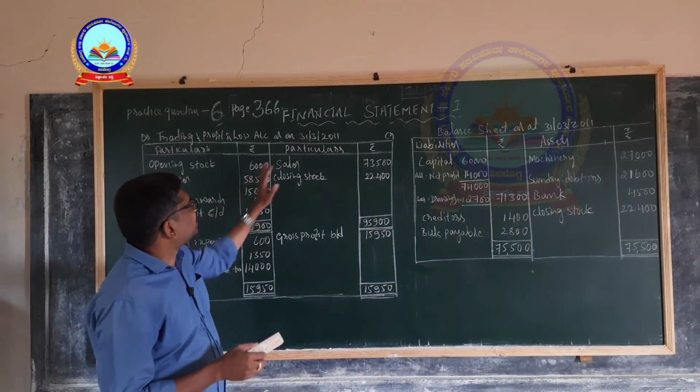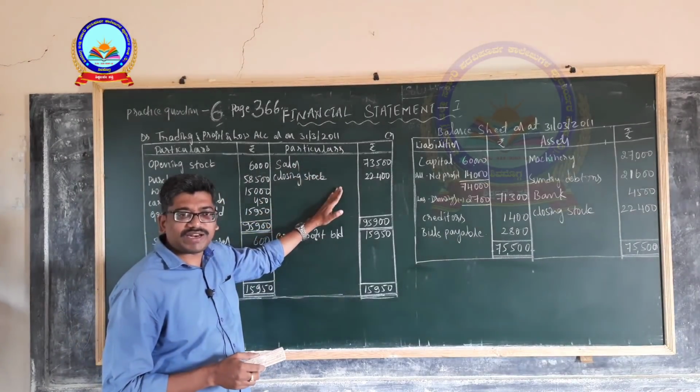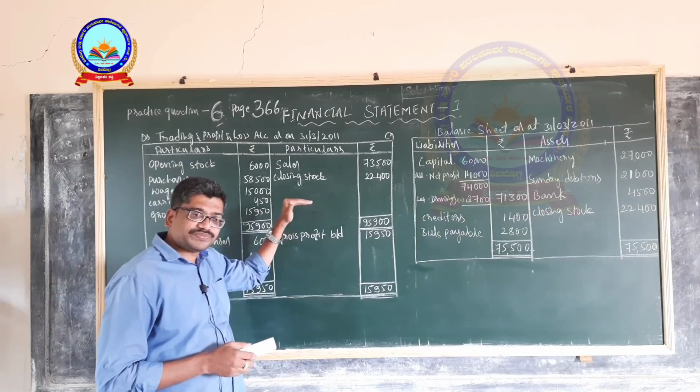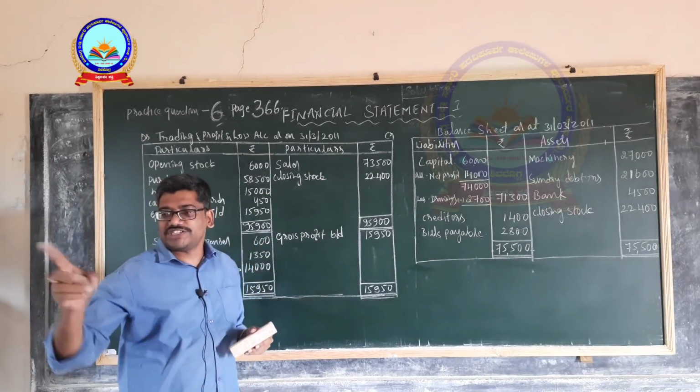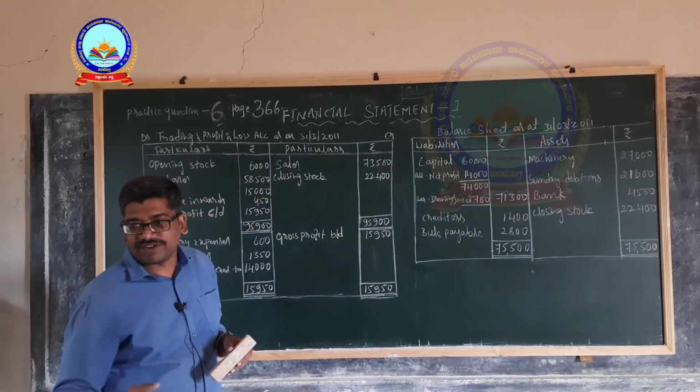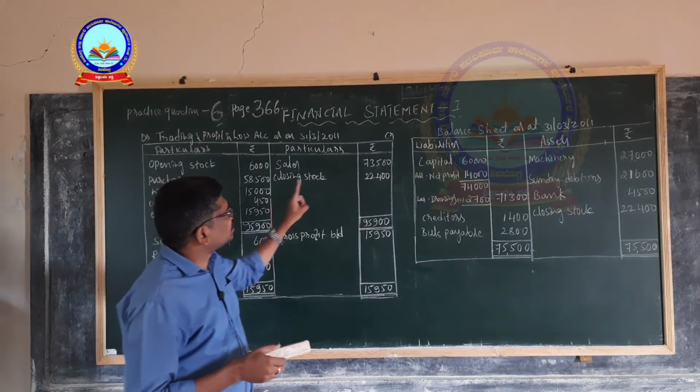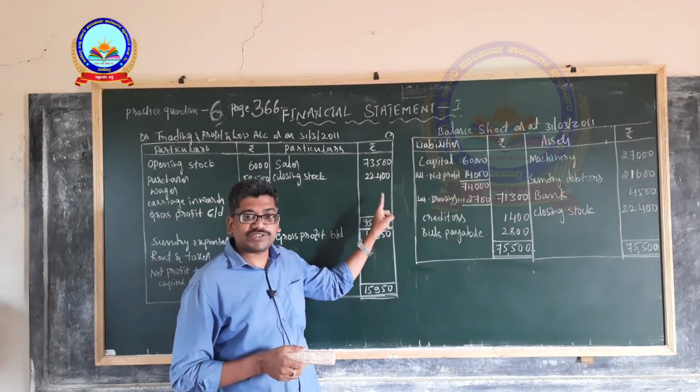Next, all the items given in the trial balance which are a part of the trading account we have recorded. But below the trial balance, one adjustment is given, that is the closing stock. So closing stock should be recorded.